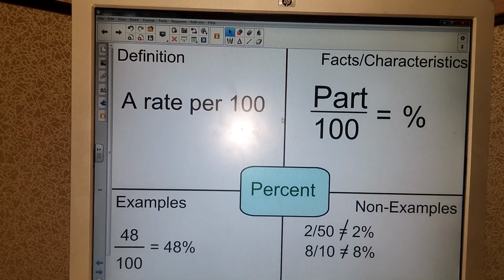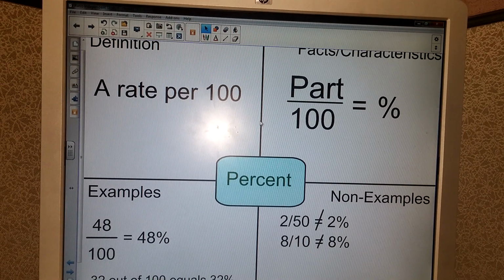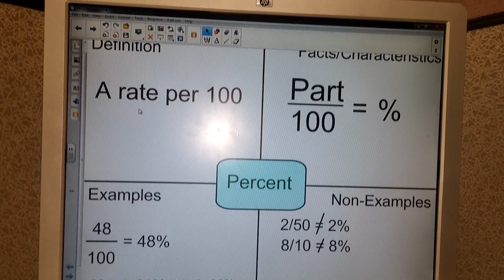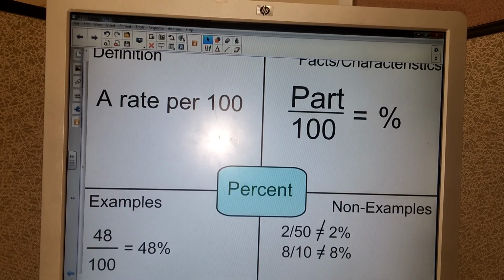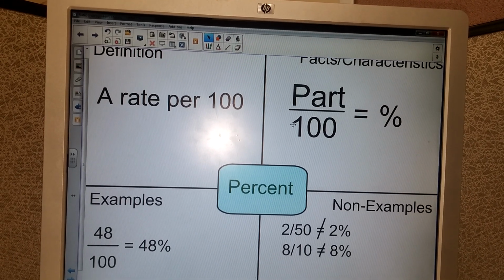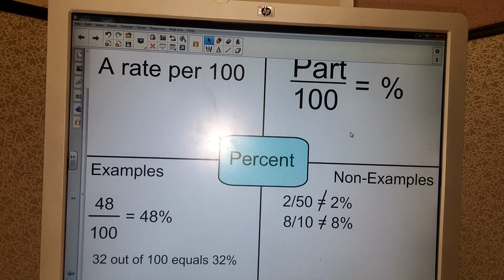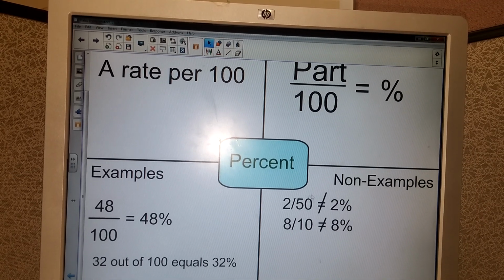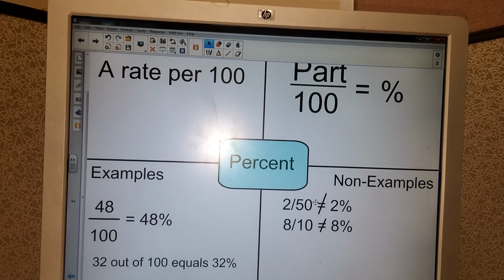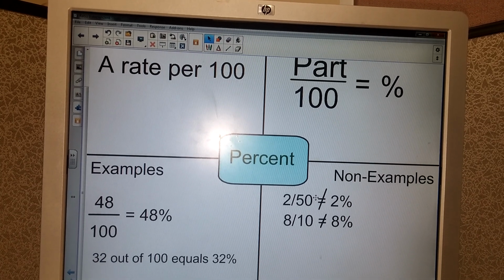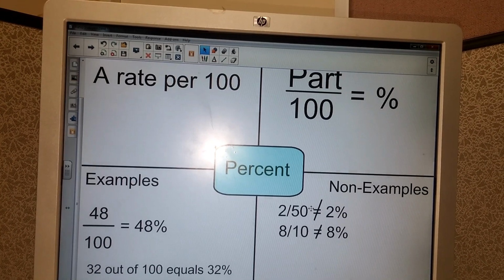The notes for today, go ahead and copy this Frayer model down. Percent, the definition is a rate per 100. The part to whole is part over 100, and that gives you the percent. A common mistake is people think any fraction becomes a percent. So like 2 out of 50 is 2%. It's not. Percents must be out of 100. Copy this into your notes.